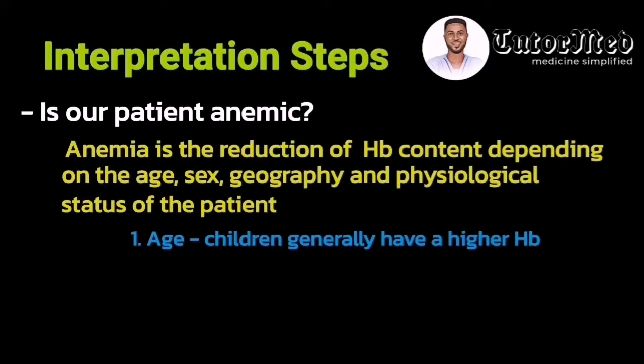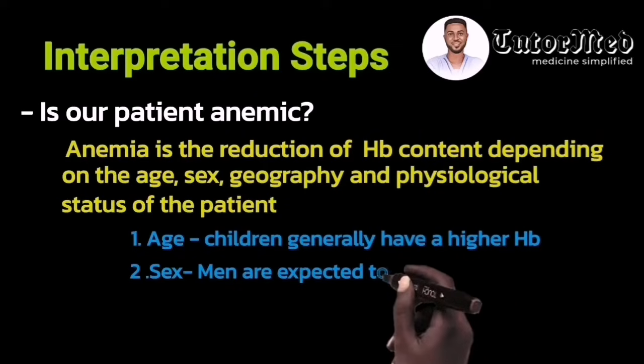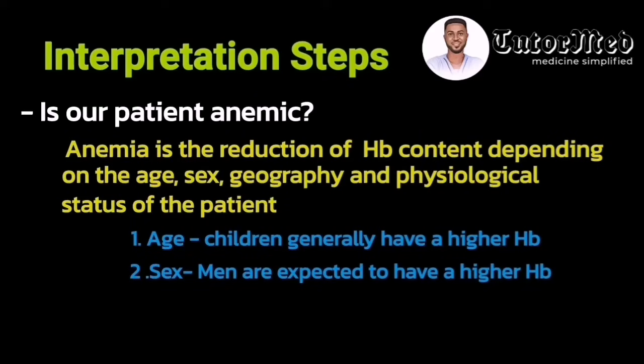And for the sex of the patient, men are expected to have a higher HB than women. One, because of menstruation in women, and two, because men have testosterone in them compared to women. And so testosterone is known to stimulate erythropoietin, which also increases the production of RBCs. So an HB in women might be considered normal, but the same HB might not be considered normal for men.